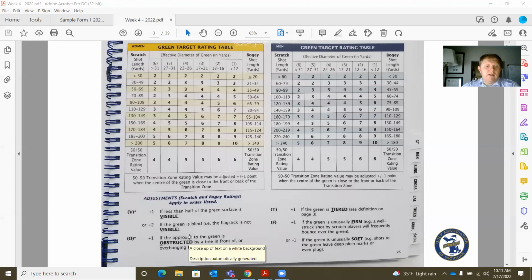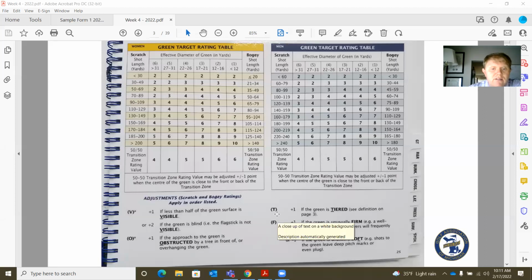So we talked about the tree obstruction, and again, that's by a tree in front of or overhanging the green. And then we have this T adjustment, a tiered adjustment. This is an item that's going to be typically covered by the measuring team, and typically that would be even written on your Form 1.